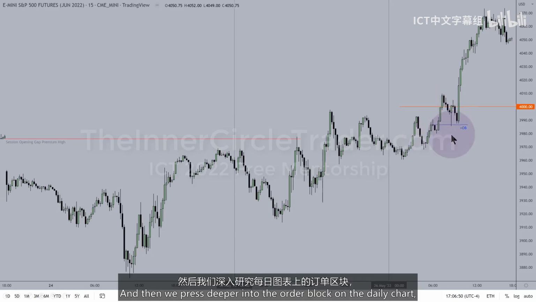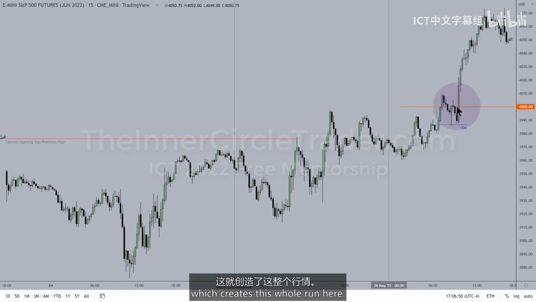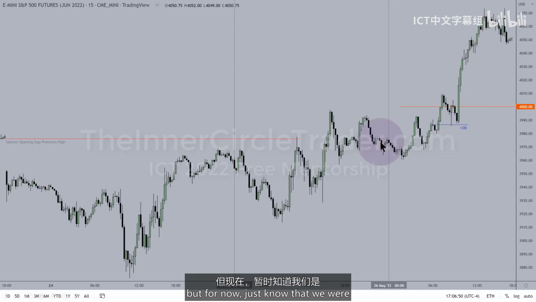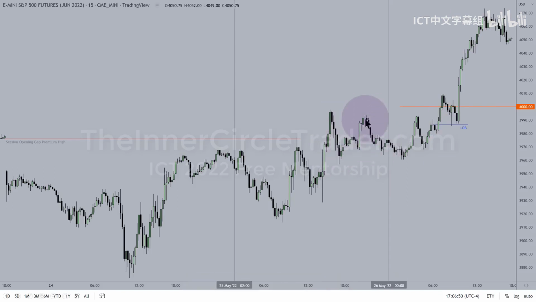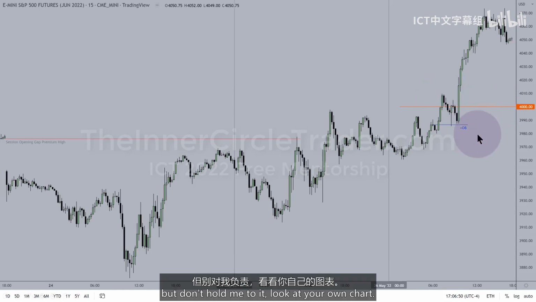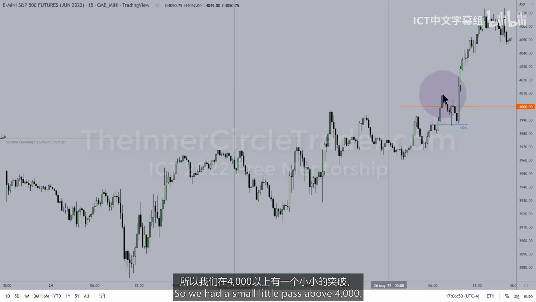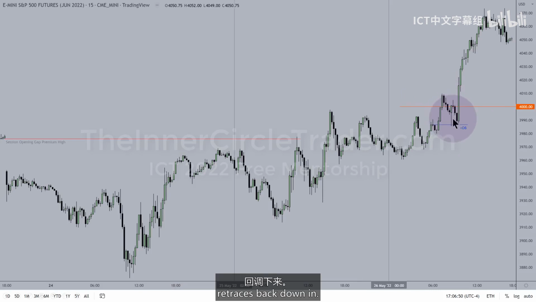It hit it, and then we pressed deeper into the order block on the daily chart, which creates this whole run here. Now I'm going to go into the details about that here, but for now, just know that we were trading up to this level, failed to go to that same level, consolidated right below that daily bearish order block. That's the low of the candle that creates that daily bearish order block. And then the opening on that candle's a little bit higher. I think it's 4,002, but don't hold me to it. Look at your own chart. So we had a small little pass above 4,000, retraces back down in.